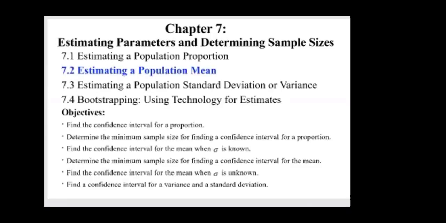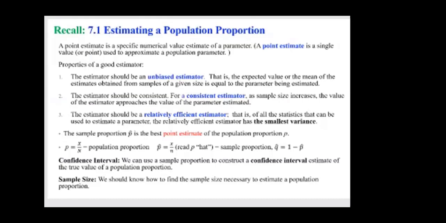We are dealing with estimating parameters and determining sample sizes. We covered the topic of the population proportion, and we're going to look at estimating a population mean. The synopsis of the previous section, let's quickly cover that to refresh everyone's memory.